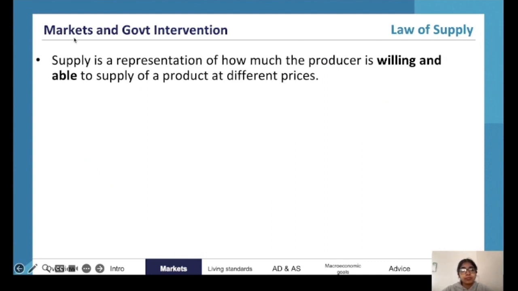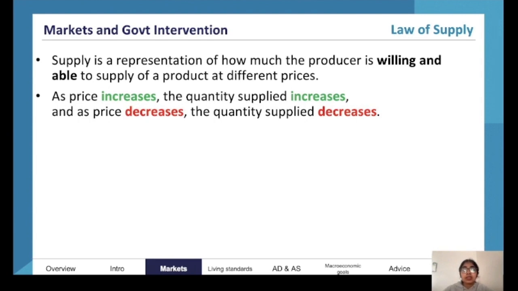Okay, next is supply. Supply is all about how willing and able suppliers are to supply a good or service at different prices. This is the law of supply here. As the price increases, the quantity supplied also increases, and as the price goes down, the quantity supplied also goes down. So it pretty much says that they are directly proportional. A higher price means that suppliers want to produce more.